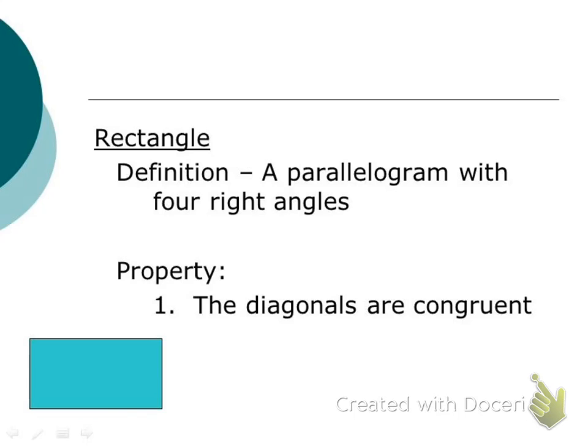So the definition of a rectangle is a parallelogram with four right angles. So what makes this one special is that all of these angles are right angles. And remember, all the other properties of a parallelogram are still true. So opposite sides are still congruent. And of course, all the angles are congruent.